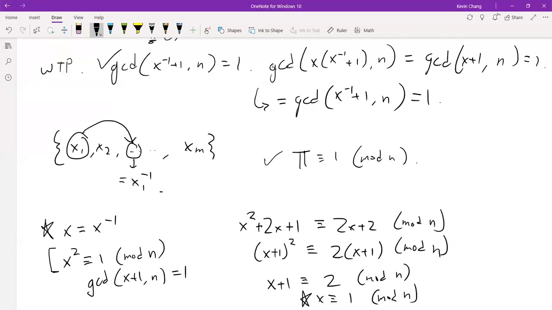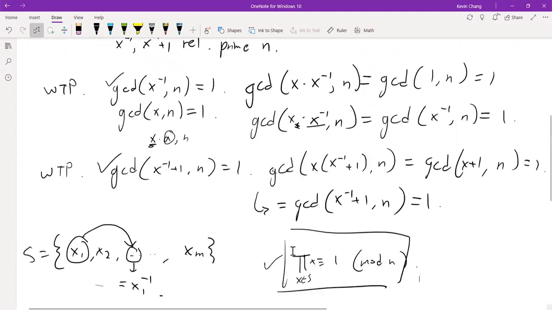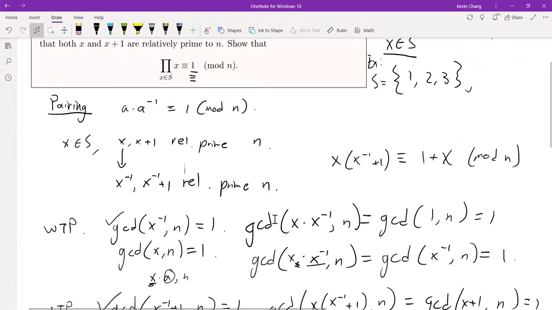And so by pairing all the numbers with their inverses, we can prove that the total product of all the numbers in the set S is going to be 1 mod n. So that's how we prove this. And so I think this is a very complicated proof, especially if you've just started learning how to write proofs.